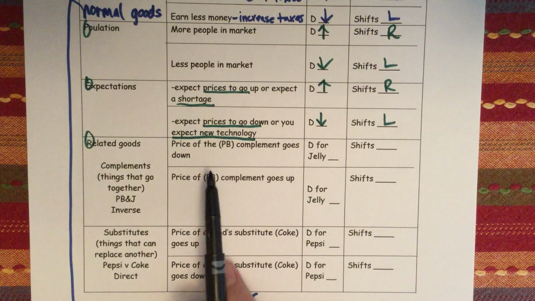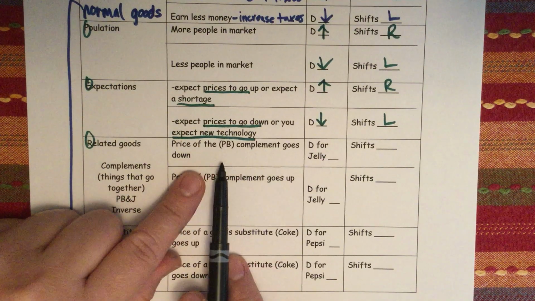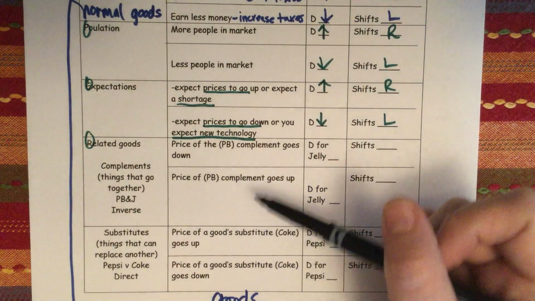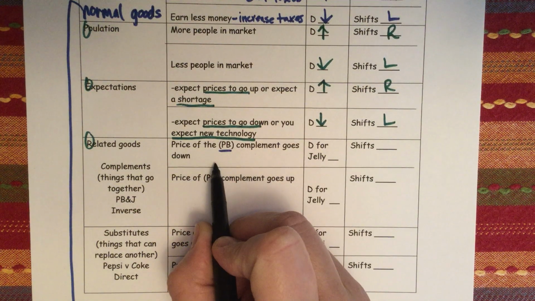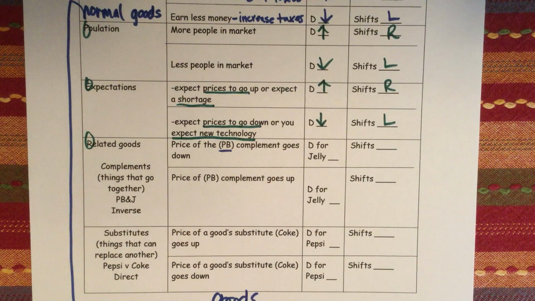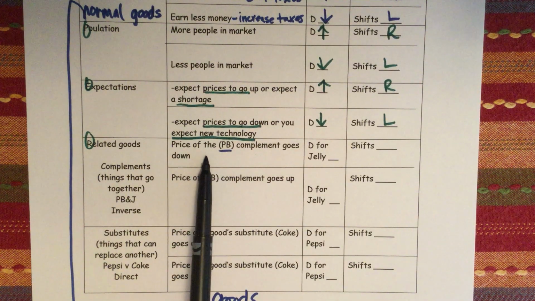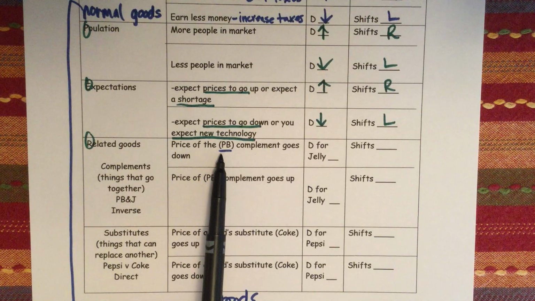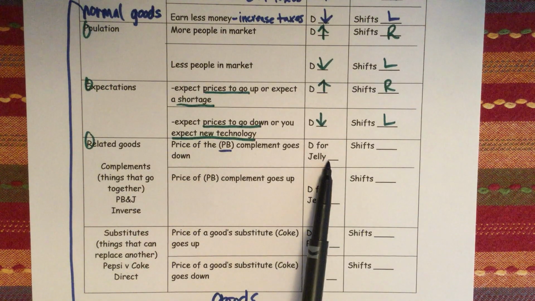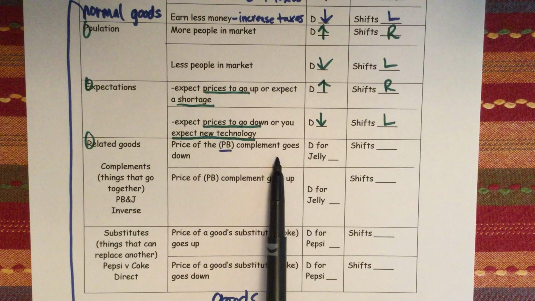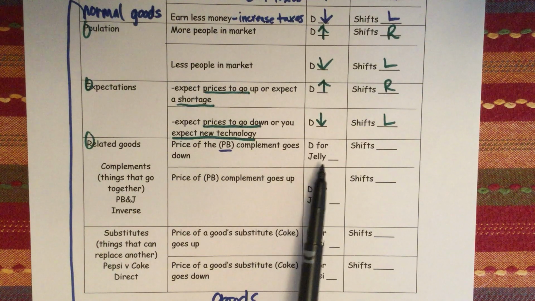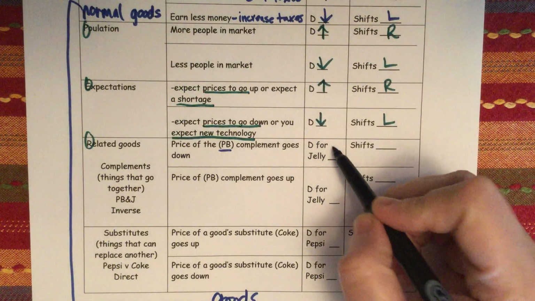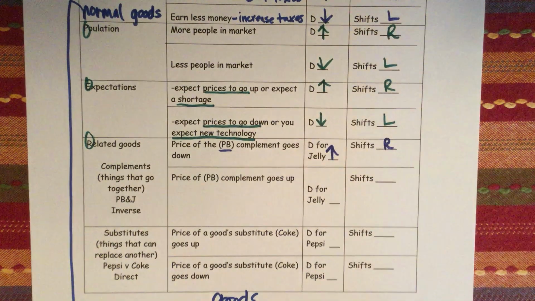So in this case, the price of the peanut butter, the complement, has gone down. If peanut butter is now all of a sudden cheaper to buy, more people are going to buy that. This is going to cause a movement down the line, a change in quantity demanded in the market for peanut butter. But what this is asking is, how does it affect the demand for jelly? Because these two goods go together. If the price of peanut butter goes down, more people are going to buy peanut butter, and if they have more peanut butter, they're going to need more jelly. So the demand for jelly is going to go up, and it's going to shift to the right.